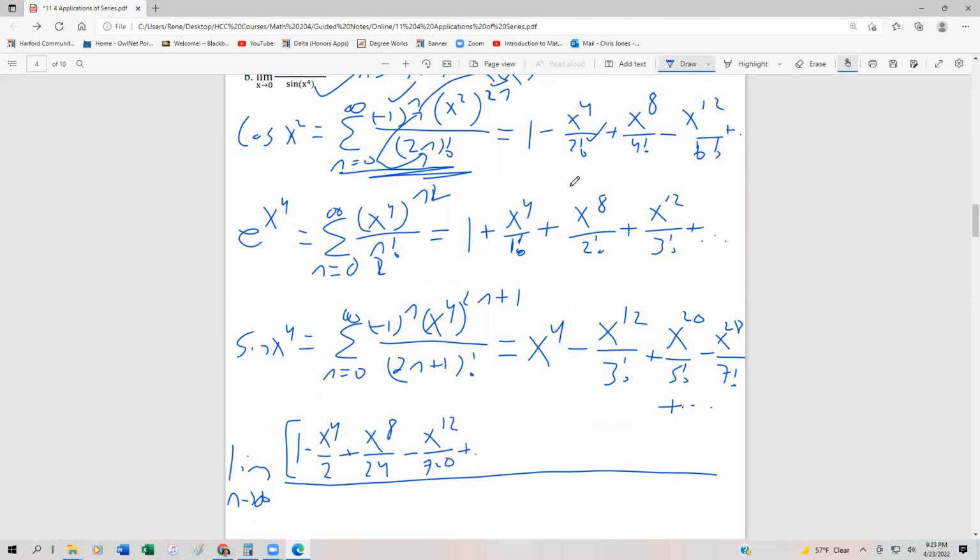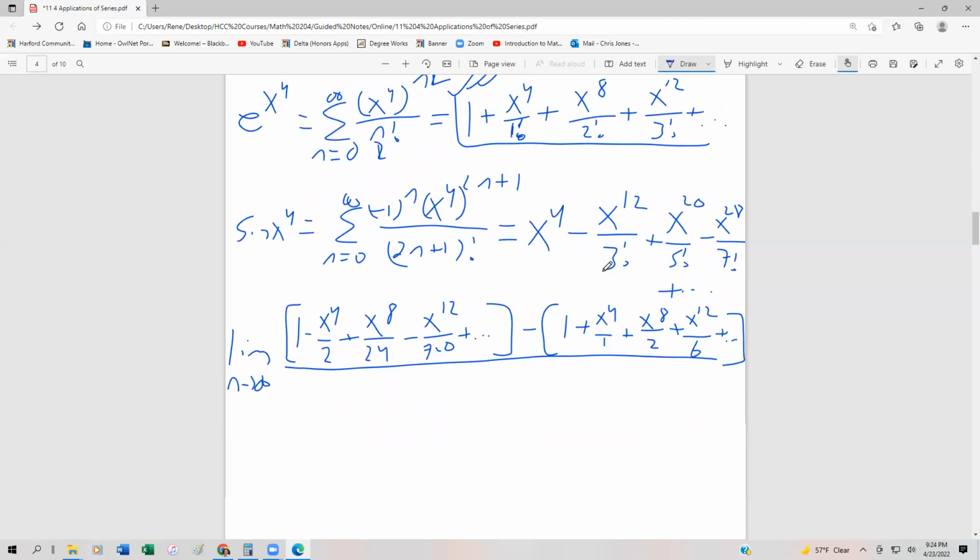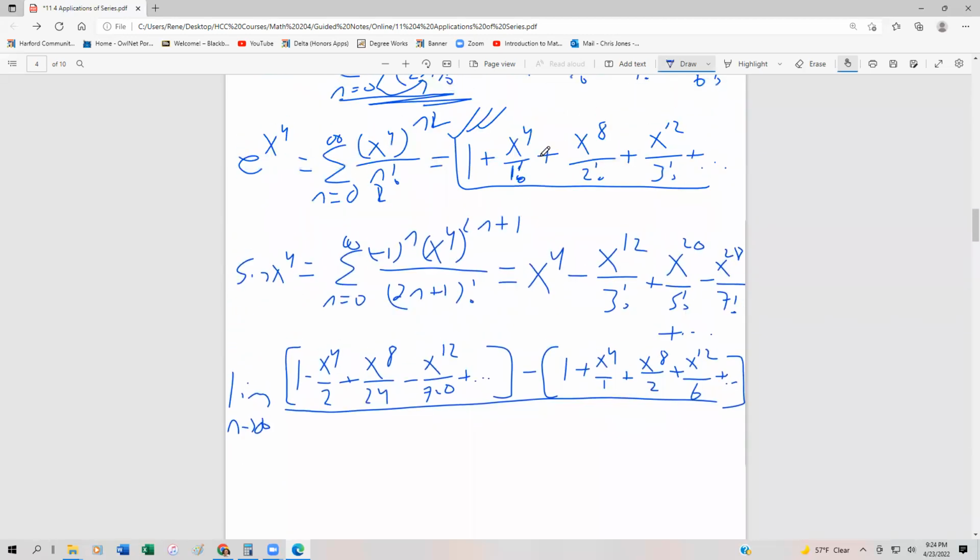All right, and then that just keeps going on forever. Minus e to the fourth. So that's going to be these terms right here. So that's going to be 1 x to the fourth over 1, and then x to the eighth over 2, x to the 12th over 6, and that's just going to keep going on forever. And then finally in the denominator, we're going to have this series right here. So that's, or these terms, and then infinitesimally it's going to go on.